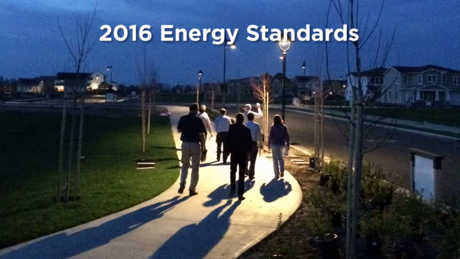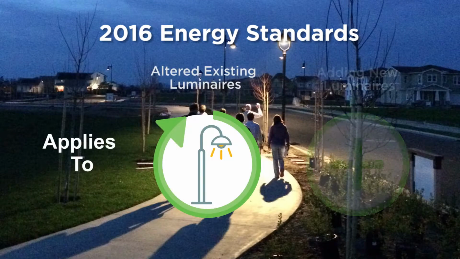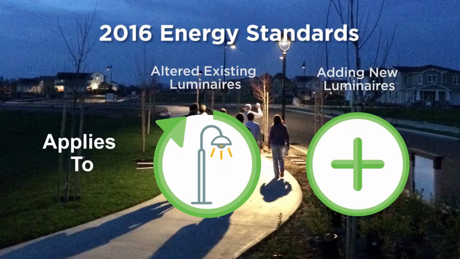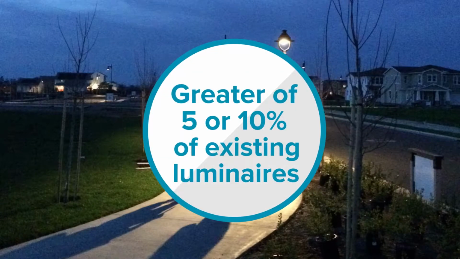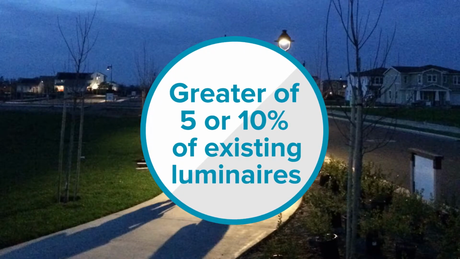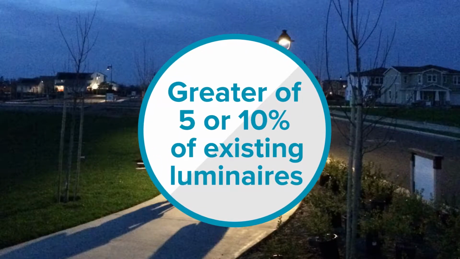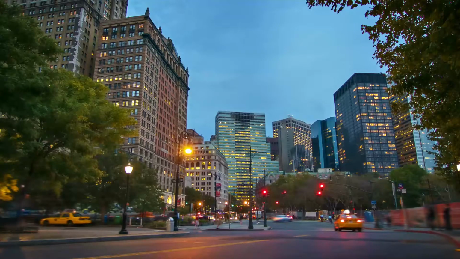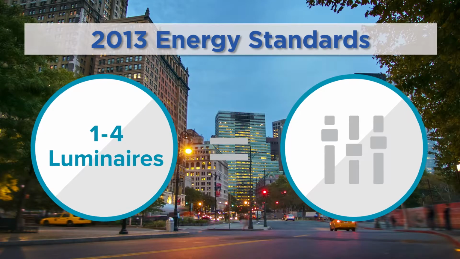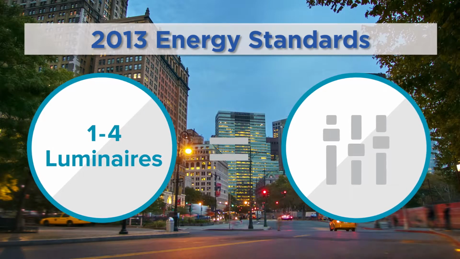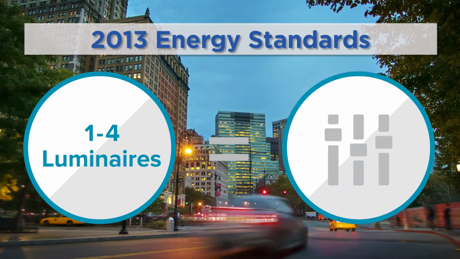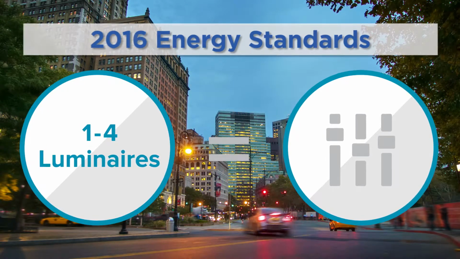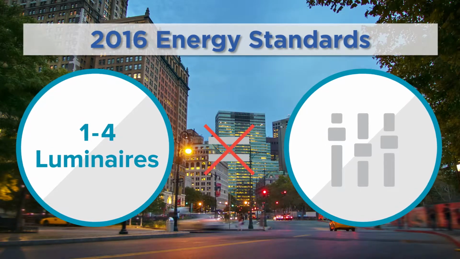In the 2016 Energy Standards, only the altered or new luminaires must comply, while retrofits to existing luminaires that do not increase lighting load are not regulated. The minimum threshold for projects that do not increase the connected lighting load has been changed to the greater of 5 luminaires or 10%. In the 2013 Energy Standards, some small projects that addressed 1 to 4 luminaires were expected to comply with the full suite of controls requirements. For 2016, this is no longer required.